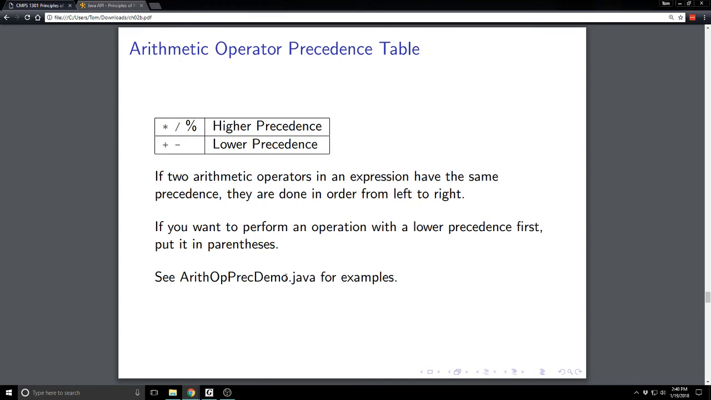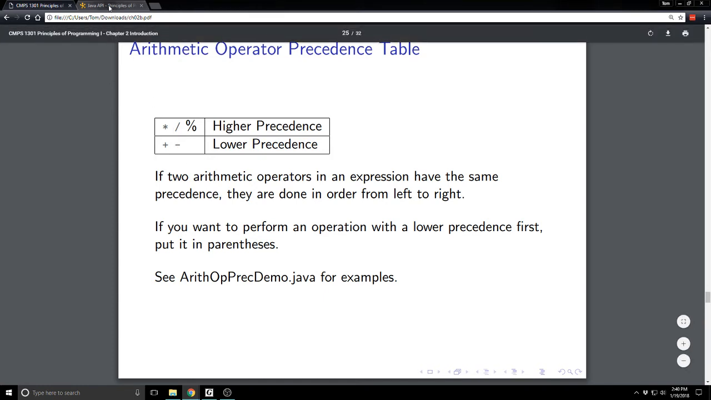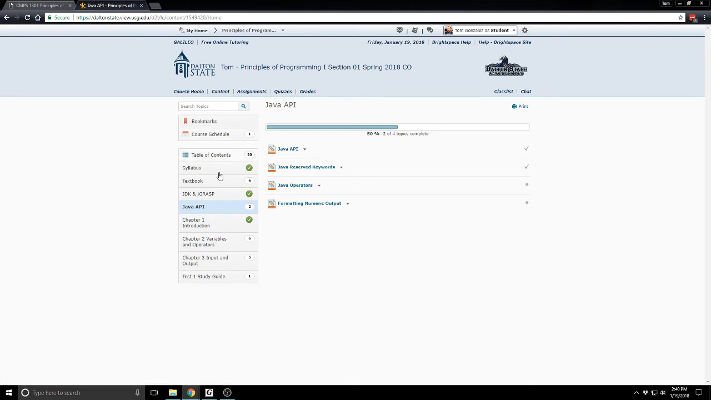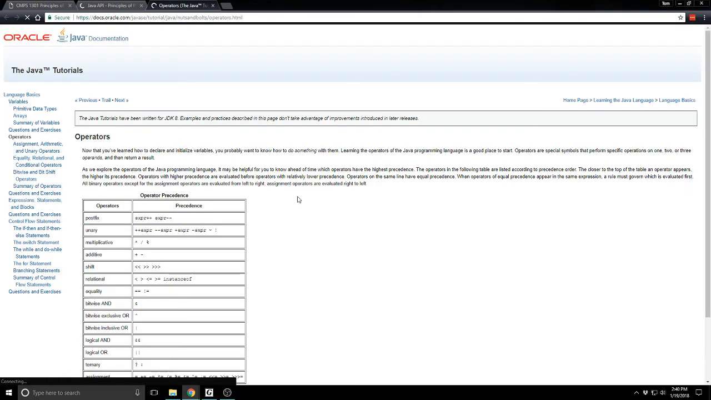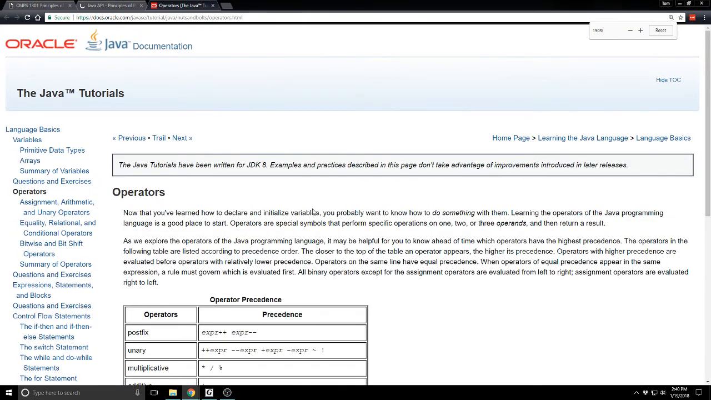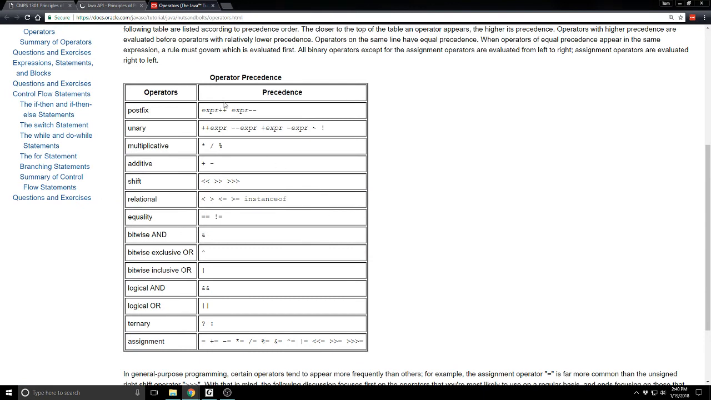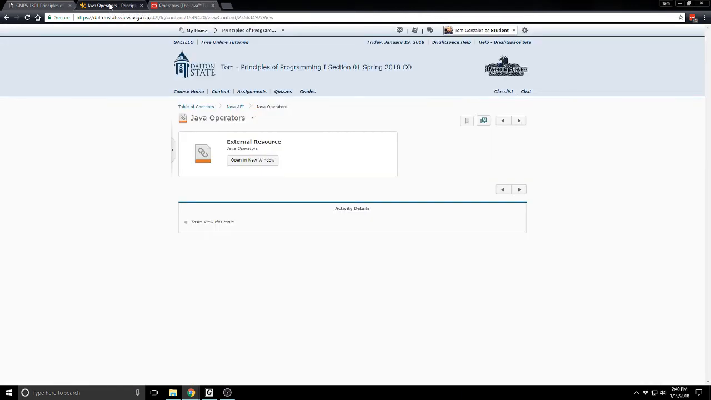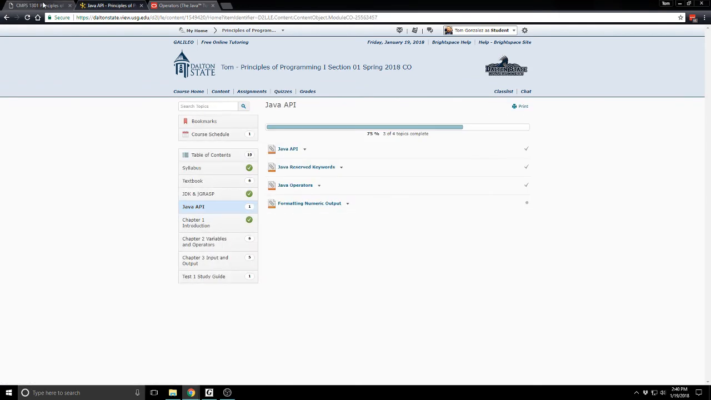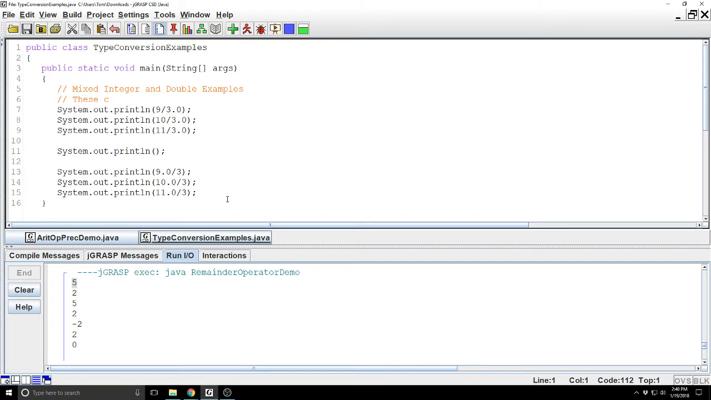Okay, we're going to look at some examples. Before we do that, I want to show you where you can find the complete table for operator precedence in our course. That's under Java API and then Java operators. You can see there's a pretty big table of operators, and right now we're just looking at this little portion of the table. Later on in the course we'll talk about more of these. Not every single one of them, but most of them we will talk about.